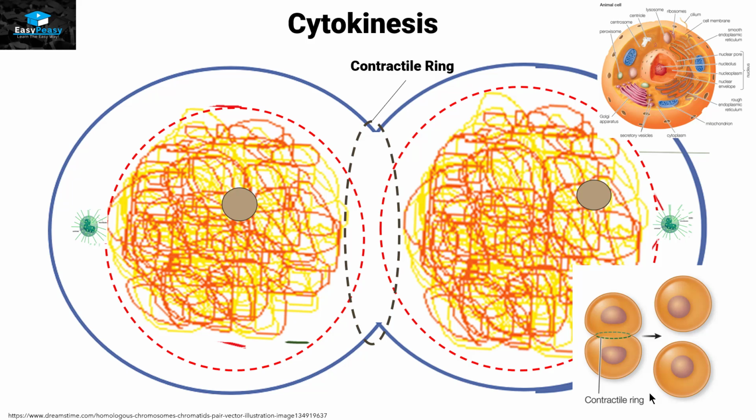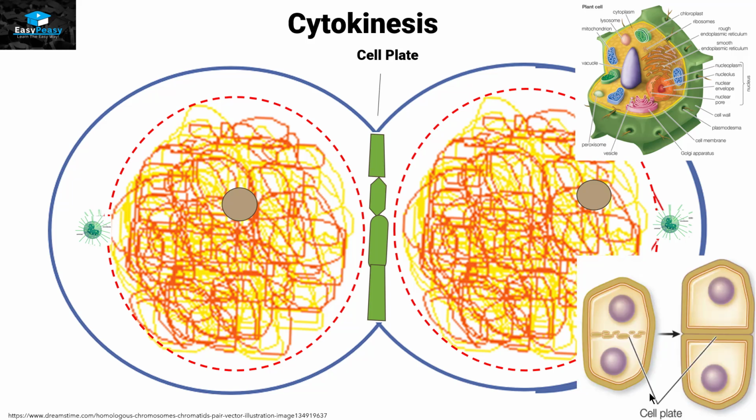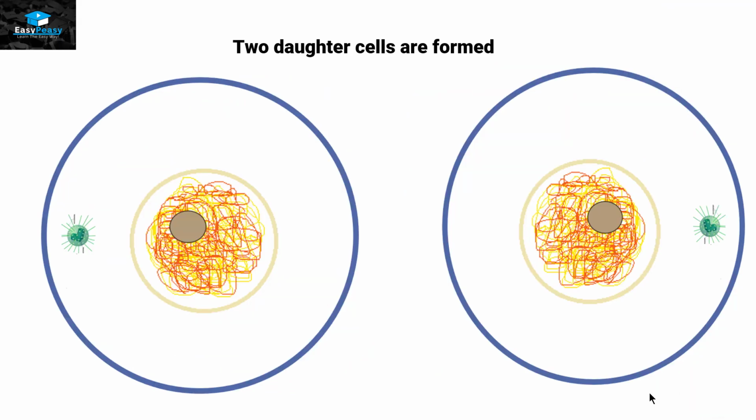And if this cell is a plant cell, then there will be visible plates that will appear in the middle of these two cells, and they will be called the cell plate. These plates will result in the division of the cytoplasm into two cells. And then in the end, we have two daughter cells after mitosis.